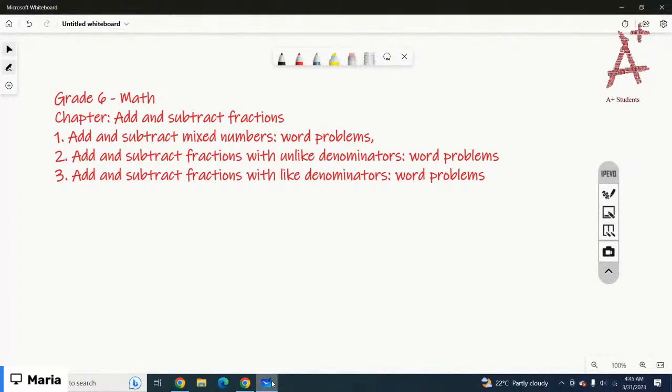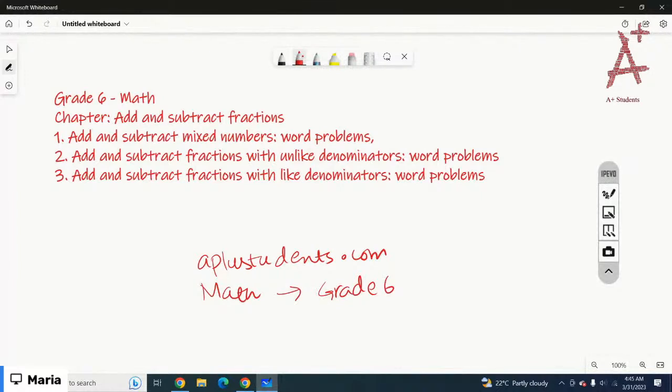So we're going to start with grade 6 maths. You can find all the lessons on eplusstudents.com. You have to log in there using your email address and password as provided by the administrator. Then you have to select math from the subject tab. Scroll down to grade 6 maths and then click on view all lessons.